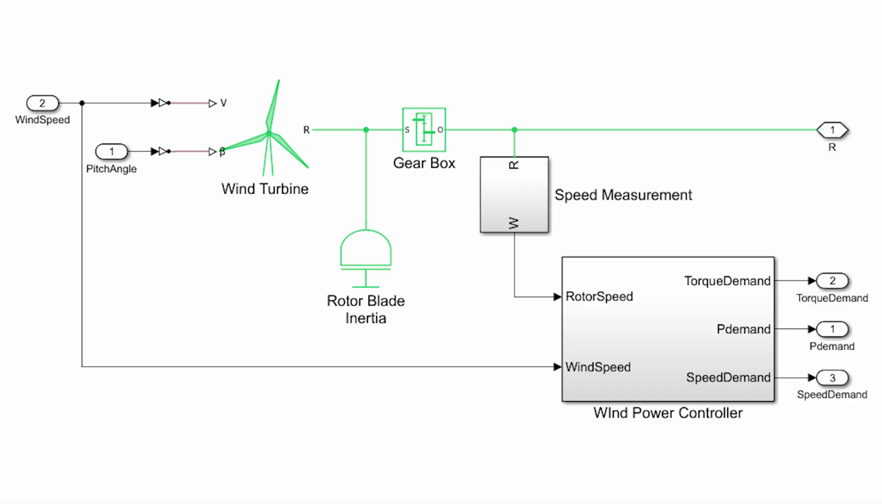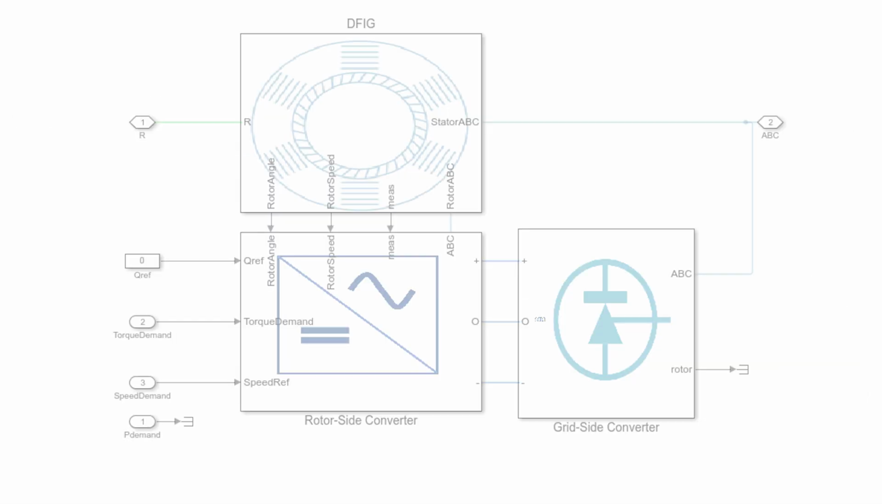The speed of the rotor connected to the output shaft is then used by the wind power controller to determine the power, torque, and speed demand. This is then fed as inputs to the rotor side converter to accelerate or decelerate the rotor of the DFIG while using the grid side stator as a reference of the frequency you are attempting to match, which is in this case 60 Hz.